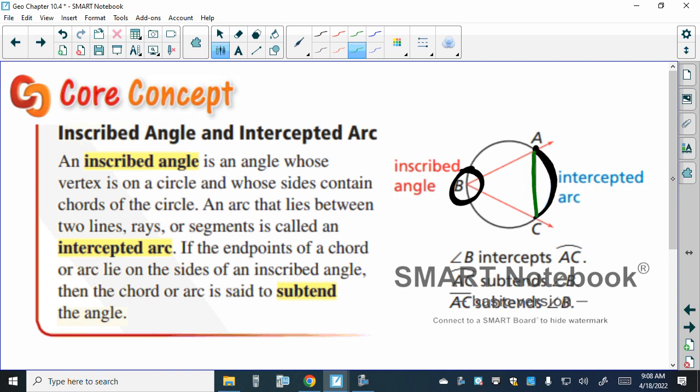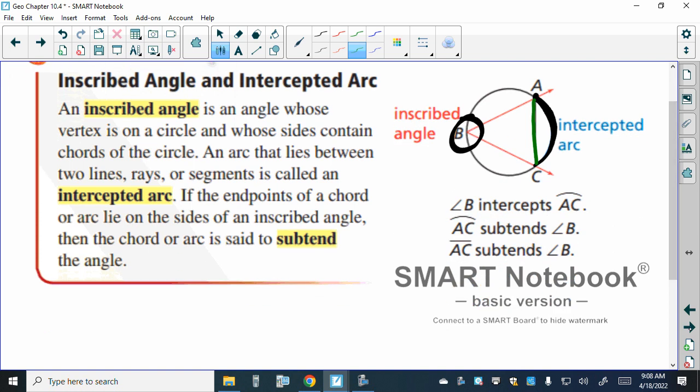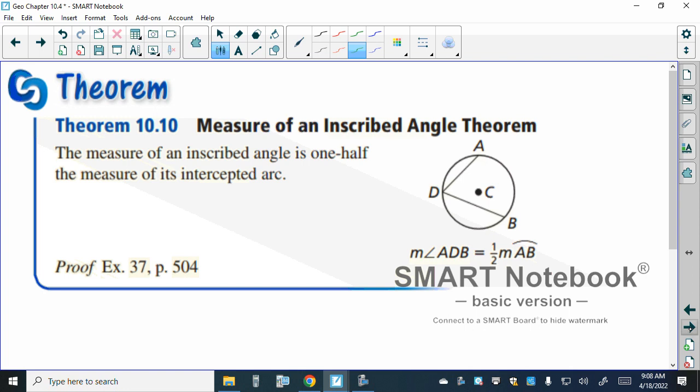Now there's this actual equation that comes from this: the measure of the inscribed angle is 1/2 the measure of its arc. So if this is 140 degrees, the measure of this angle is half of it, so half of 140 is 70. Or the measure of the arc is twice the measure of the inscribed angle. So if we're given the angle here, we can multiply it by 2 to get the measure of the arc.